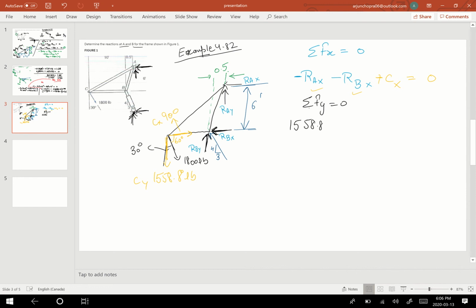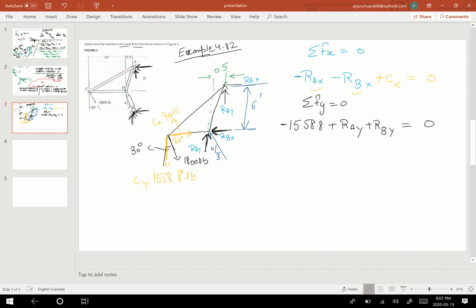So this is 1558.8, which is Cy. It is acting in which direction? It is acting in the downward direction, so this value is negative. And then RAy is positive, so I'm going to take it as positive, and RBy again as positive, which is equal to 0. So these are the two equations which we've written now.